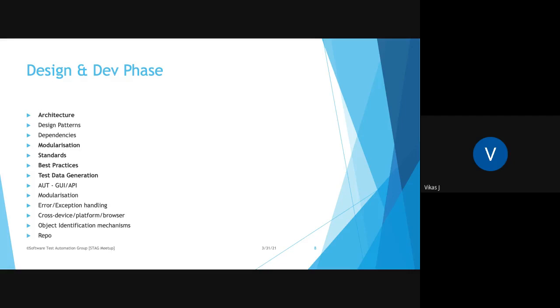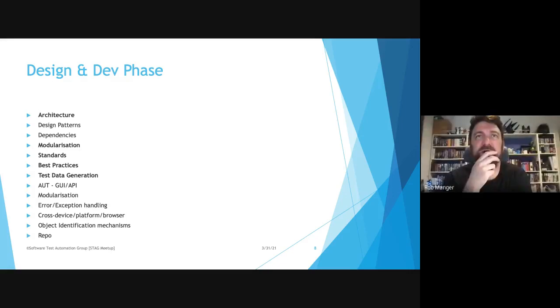Yeah. And I think another point on that is, I don't know if it's in there, but it's kind of related to the test data generation, or maybe the modularization.